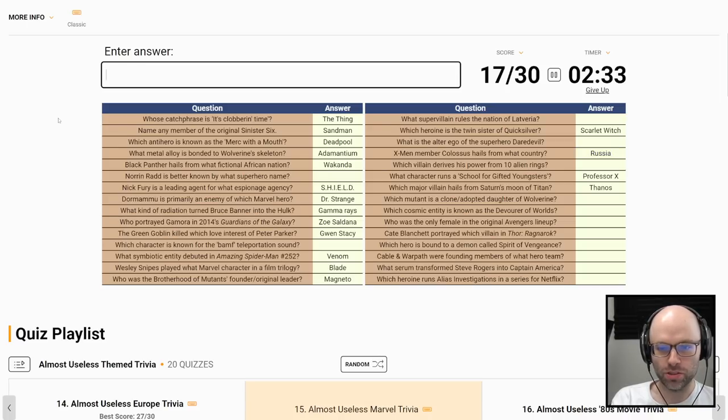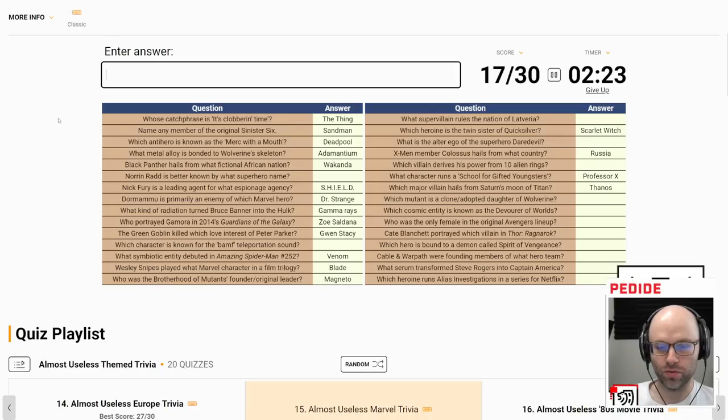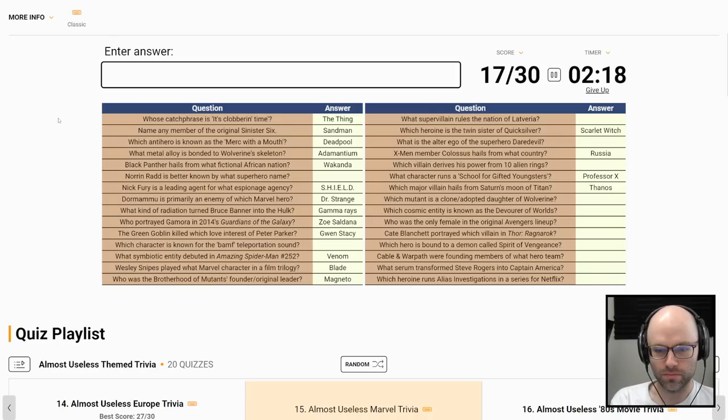Ten alien rings give power to Shang-Chi. What mutant is the adopted daughter of Wolverine? X-12. X-21. Cosmic entity known as the Devourer of Worlds. Galactus. Only female in the Avengers? Black Widow? Sorry. Sue Storm? Sorry. Natasha Romanoff?